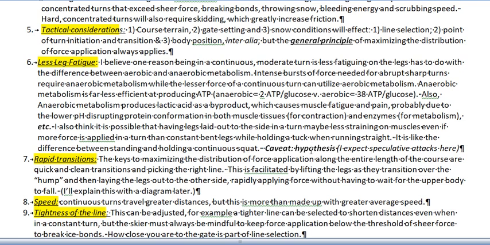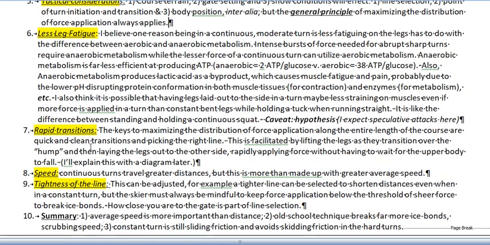So caveat: this is a hypothesis. I expect people to make up all sorts of attacks. No, here, because again, I haven't done scientific experiments with ATP here. Rapid transitions. Okay, so the key to maximizing the distribution of force application along the entire length of course are quick and clean transitions and picking the right line.